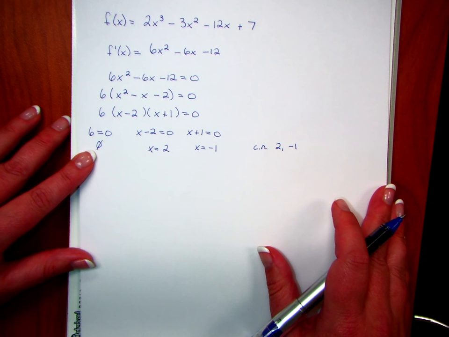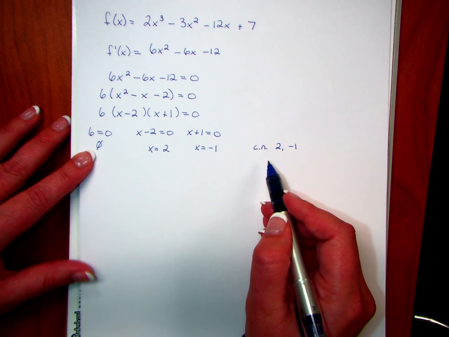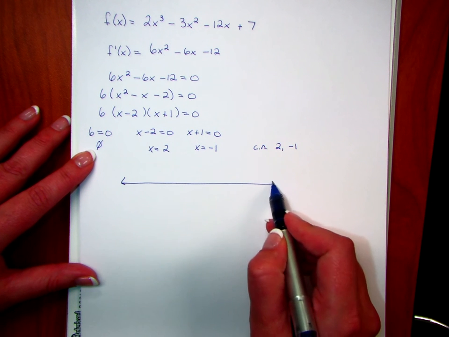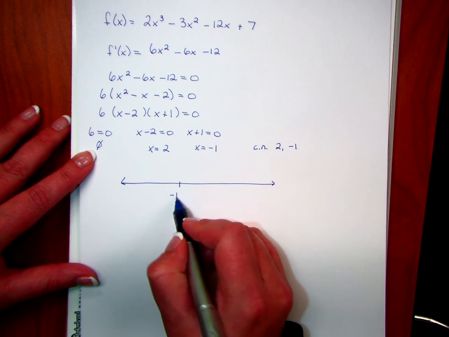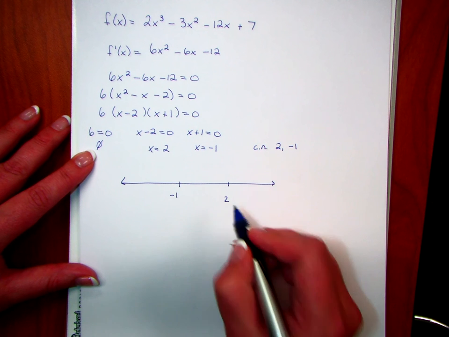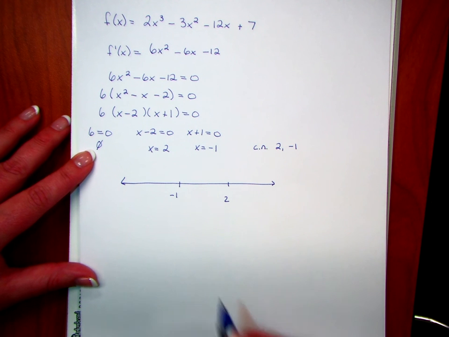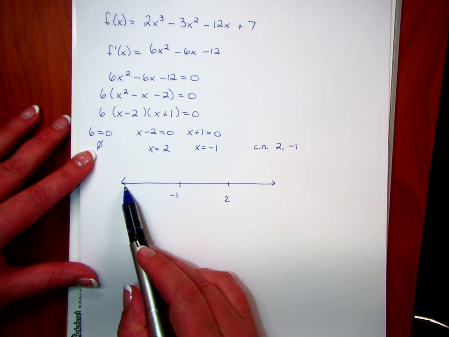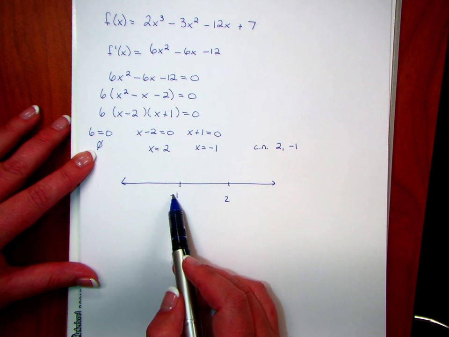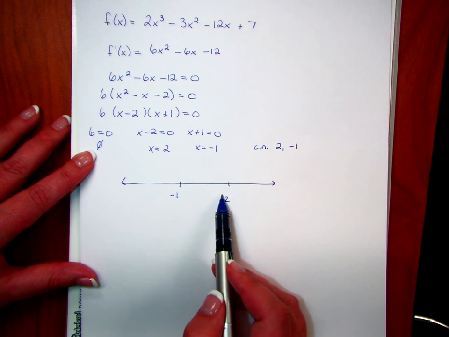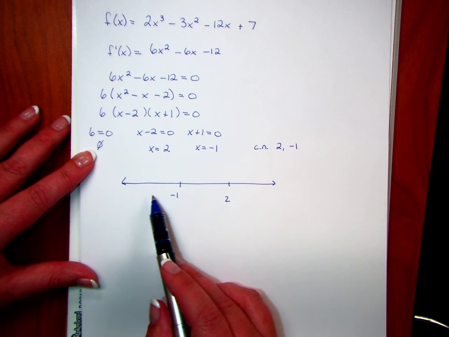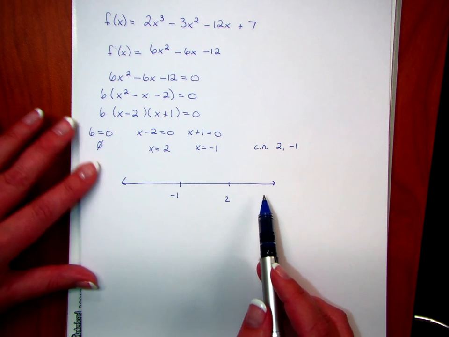Now, in order to do both the increasing, decreasing test and the first derivative test, we're going to do a number line analysis here. So I'm going to draw a number line. Now I'm going to put those 2 values on the number line. If we have 2 critical numbers, that's going to split our number line into 3 intervals. We have an interval from negative infinity to negative 1, an interval from negative 1 to 2, and an interval from 2 to infinity. So we want to know what the derivative is doing there. Is it positive or negative?